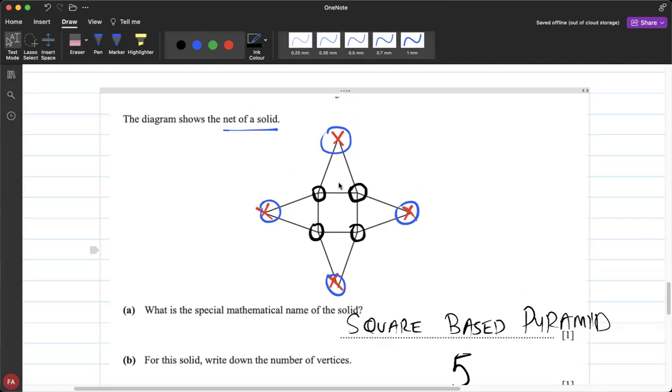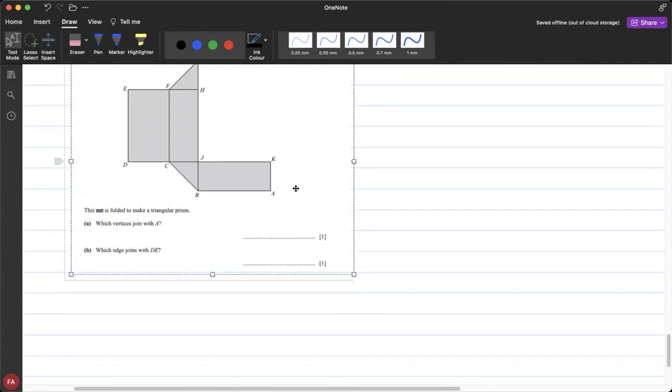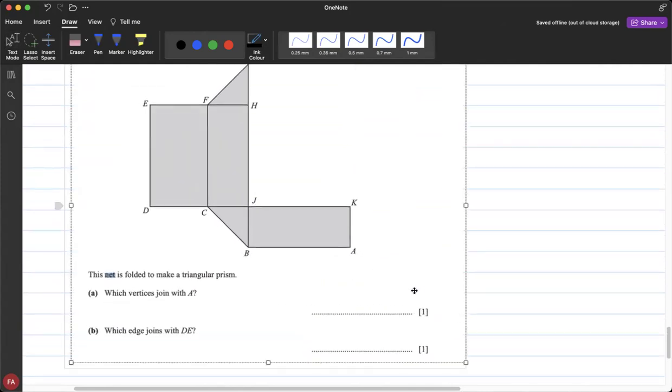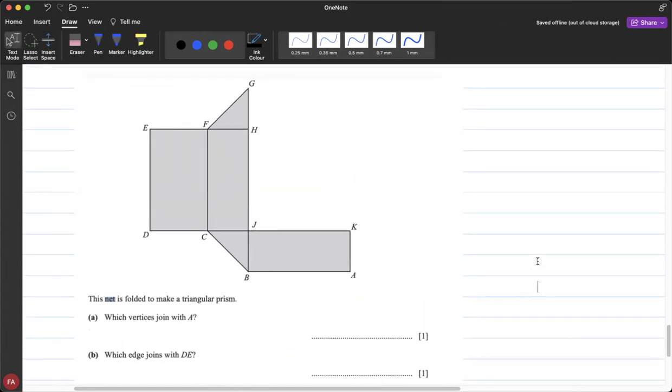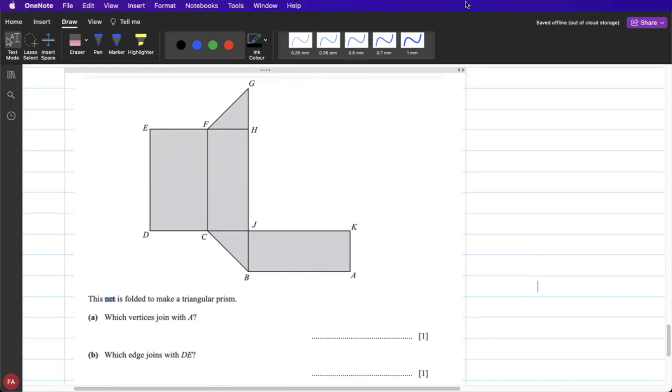In a similar way, let's have a look at another question. You can also find this on the link that I've shared with you. If you click on the folder that says nets of solid, you should be able to see the notes and these past paper questions. Now the question over here says this net is folded to make a triangular prism. Which vertex joins with A? I want you to pause this video and think very carefully.